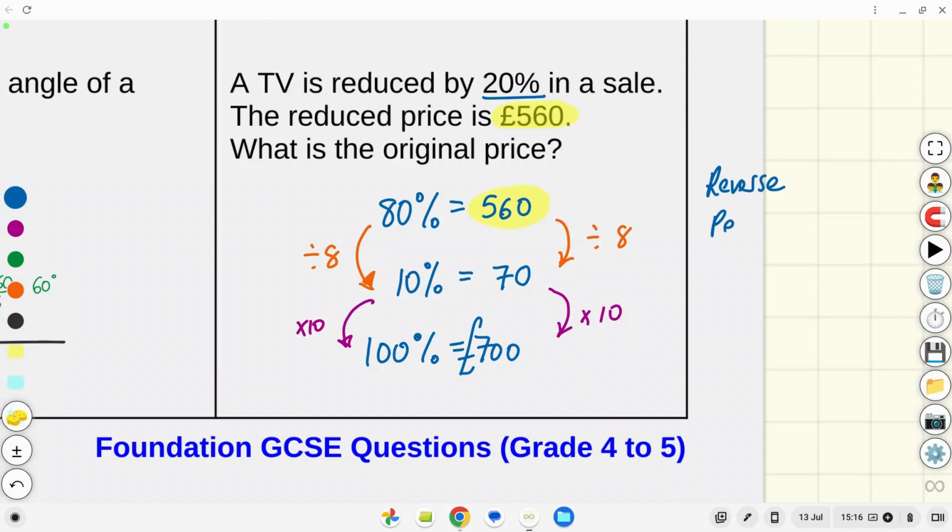So if you want to do some more of those, you can Google reverse percentages, or you can find some questions like this on my website. And that's how we do those questions.